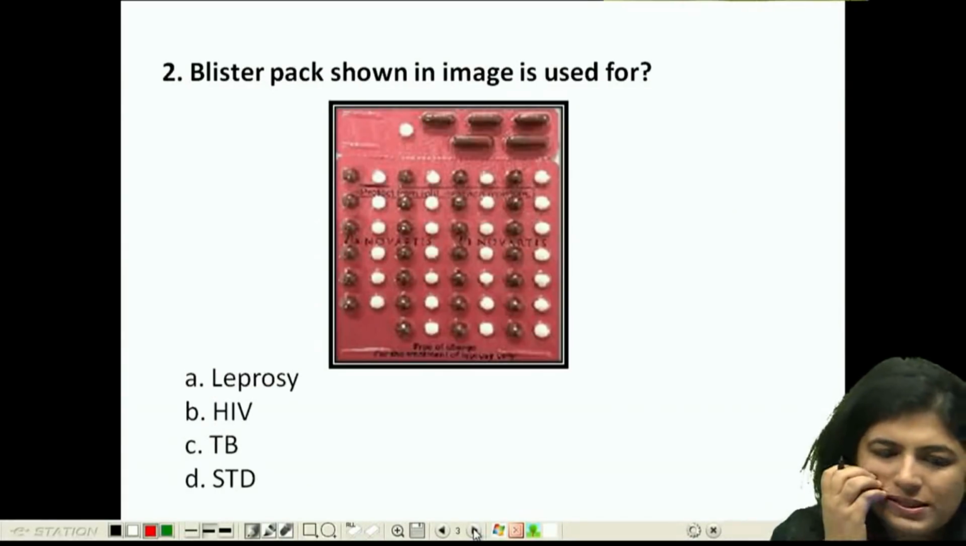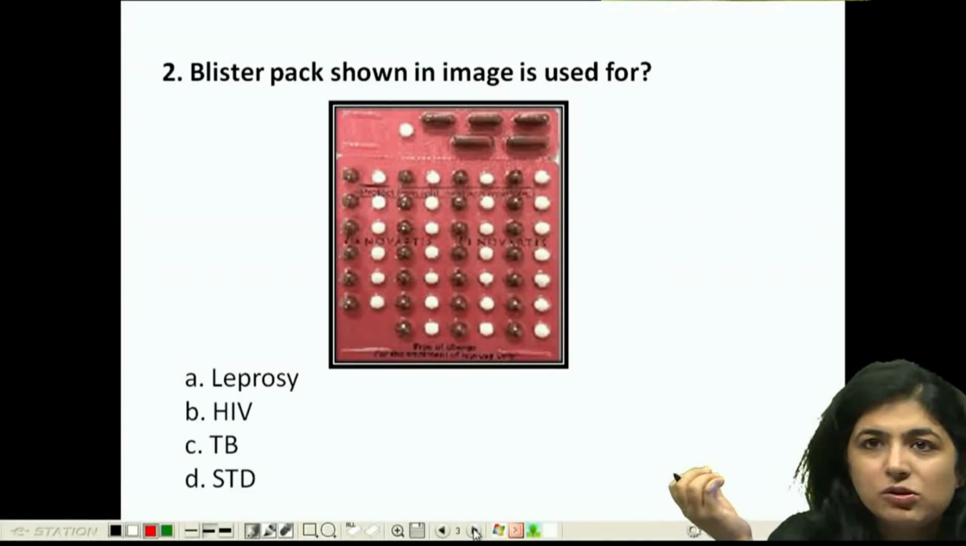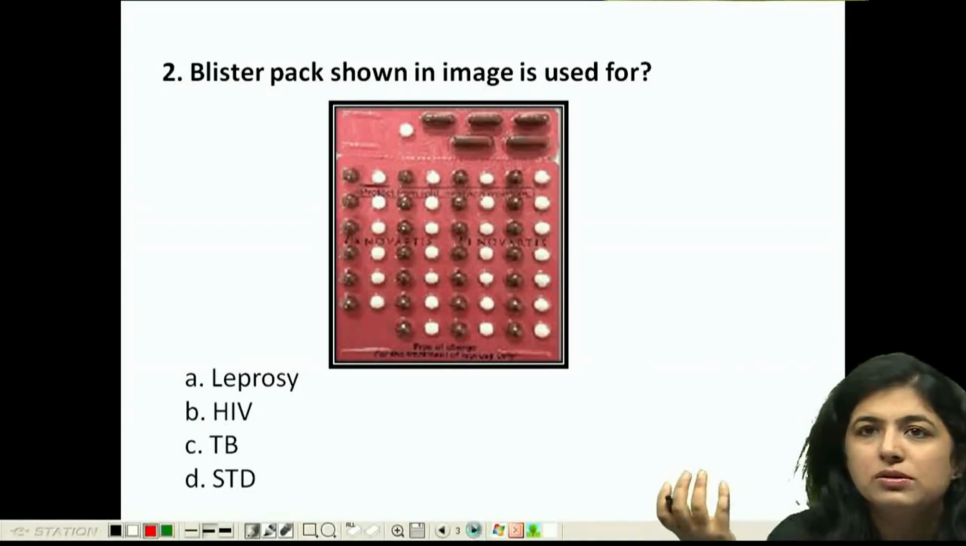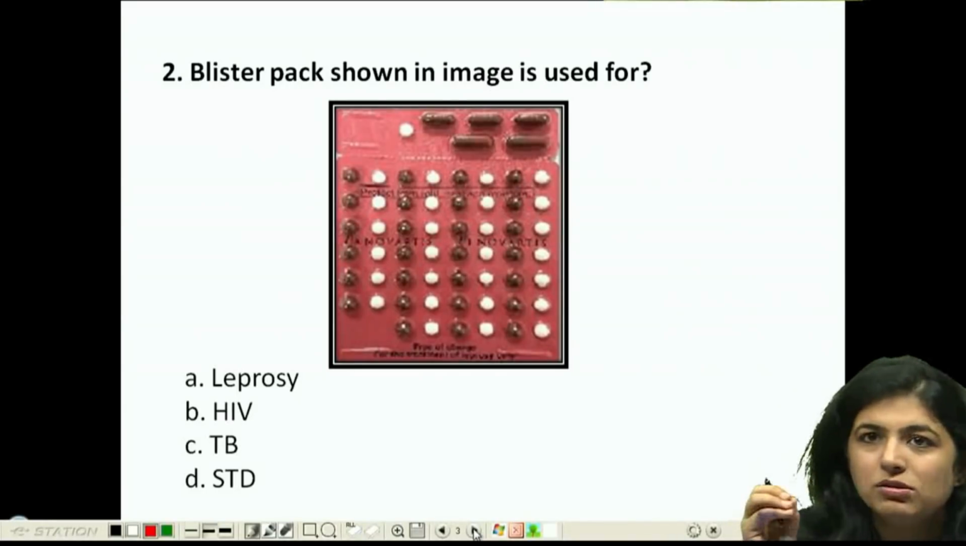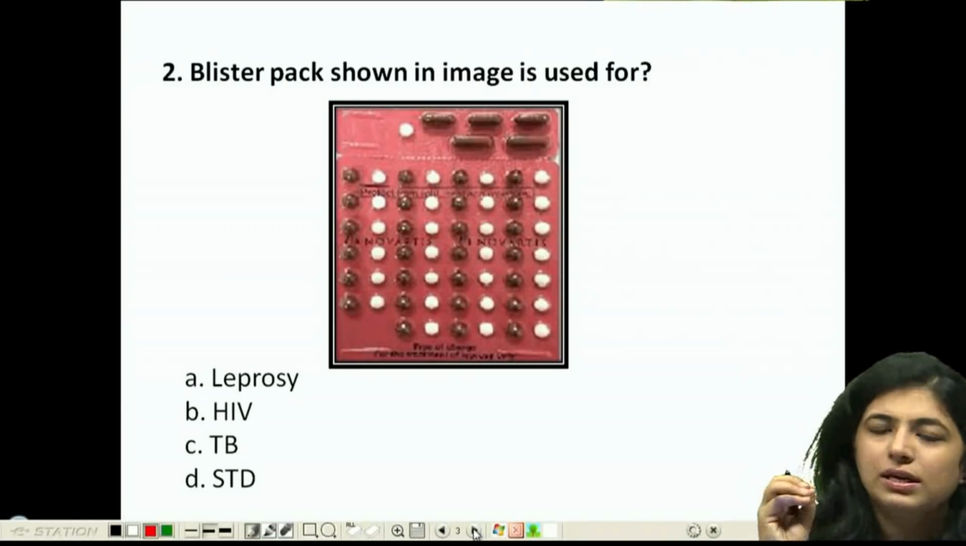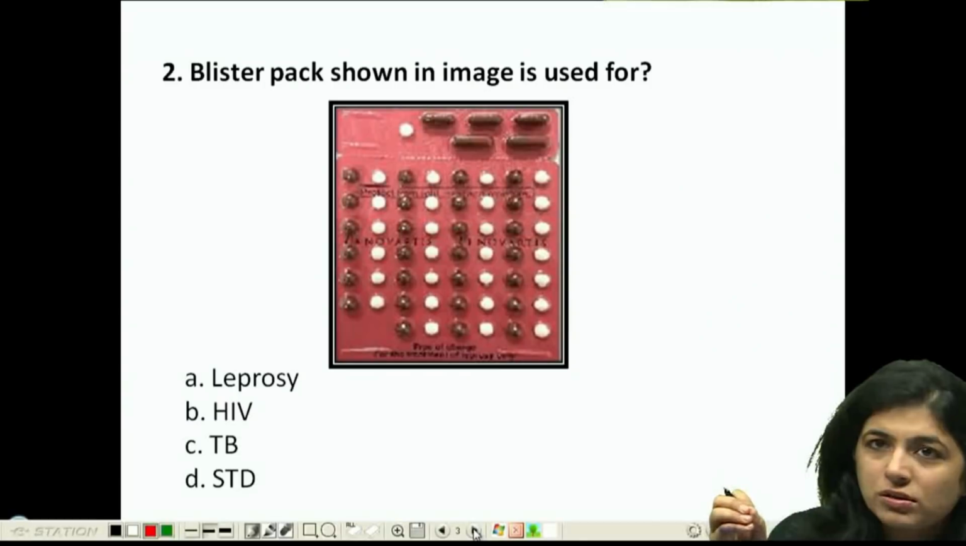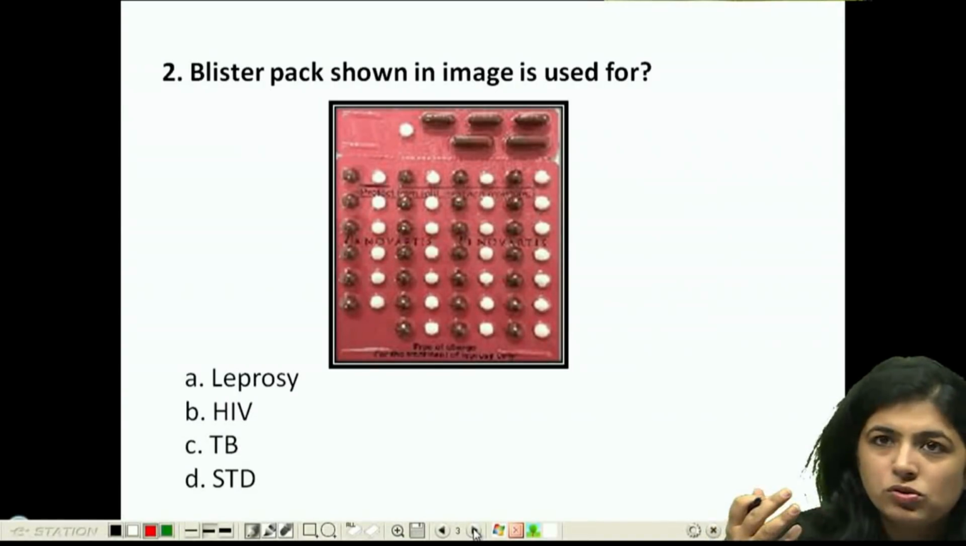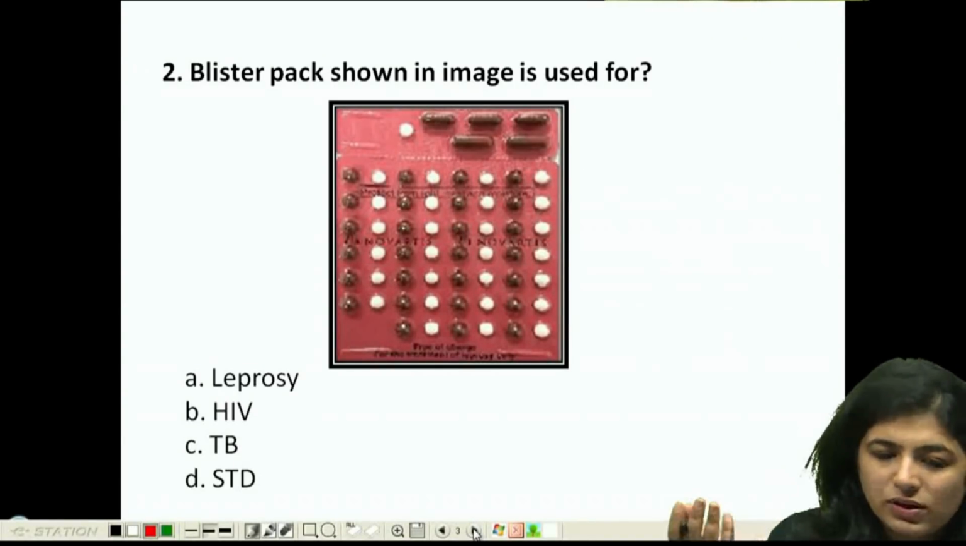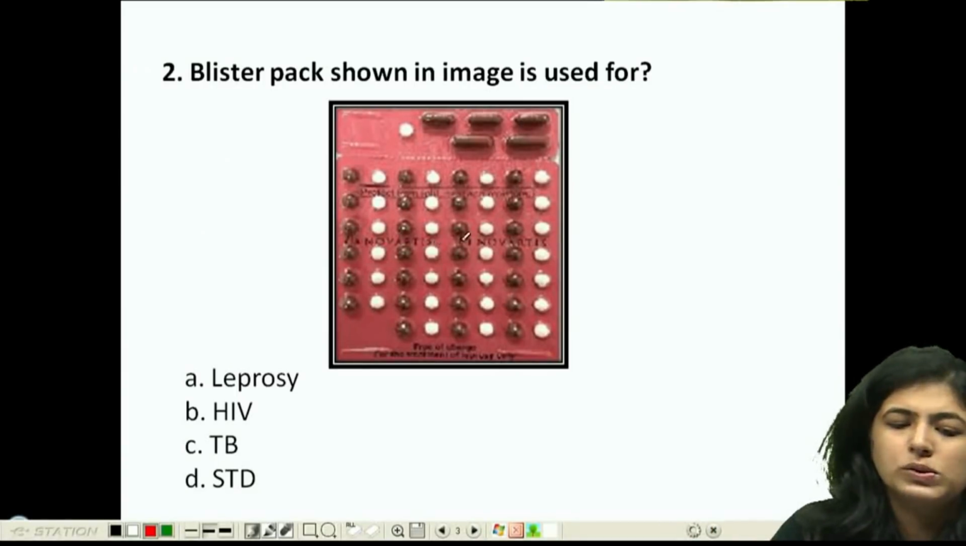Now we move to the next question. This again is an image based question. This just tells you how important images are. They will put it in every question that they ask in dermatology, in every exam. Be very vigilant on your approach to these image based questions as well as your OPD postings.